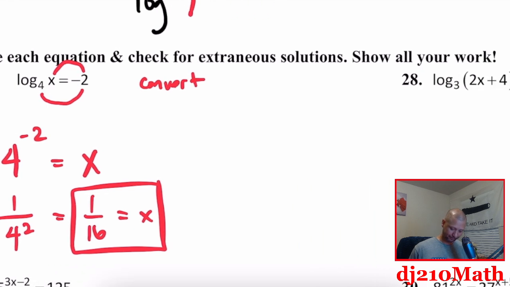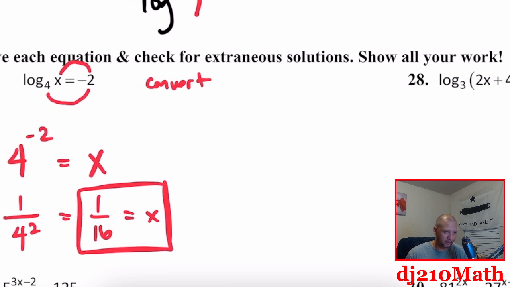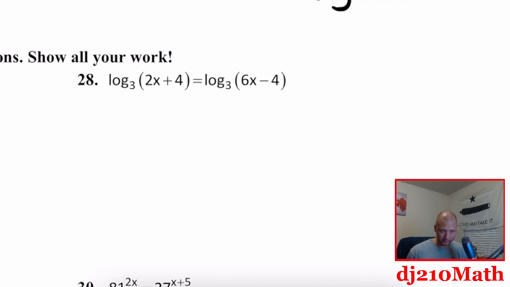All right, 28. Of the things I mentioned, rewriting this would not work because there's 2 logs. In 27, there was only 1 log, so we converted it, we just rewrote it. When there's exactly 2 logs and nothing else, these are going to cancel. We cancel out the logs, set the arguments equal, and solve for x.